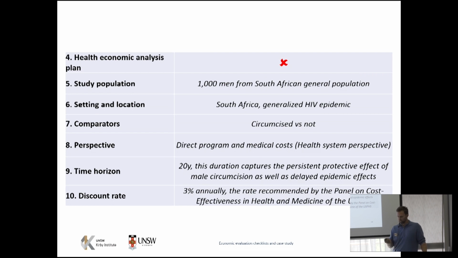Study population, yep, they had 1,000 men from the South African general population. The setting and location, so South African men, generalised HIV epidemic. Their comparators were circumcised versus not. The perspective was direct program and medical cost, so health system perspective. The time horizon, as we talked about, is 20 years, and they gave good reason for using that time horizon. The discount rate, we didn't touch on that, but they used a discount rate of 3% annually, which is pretty standard.